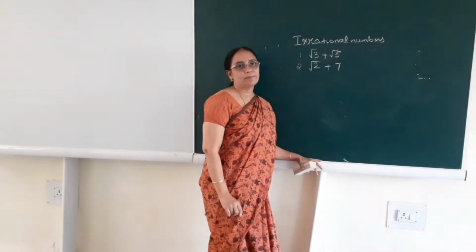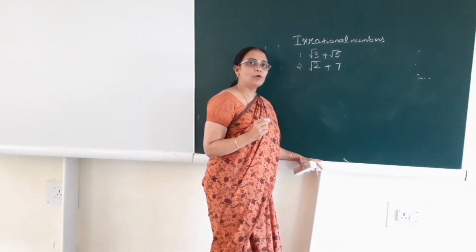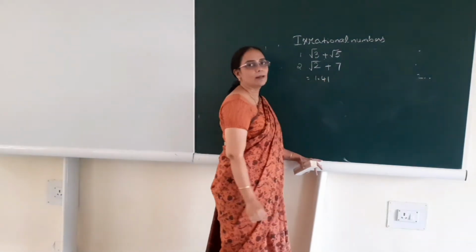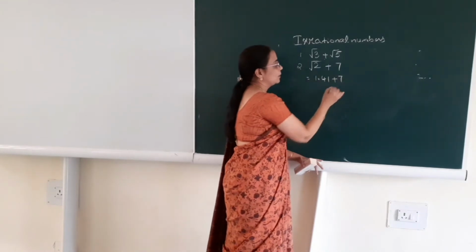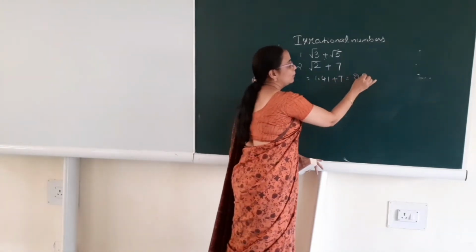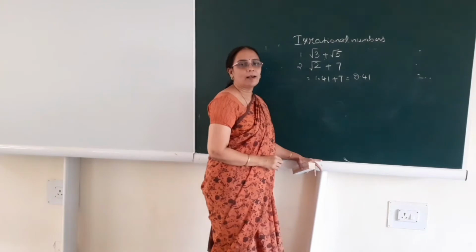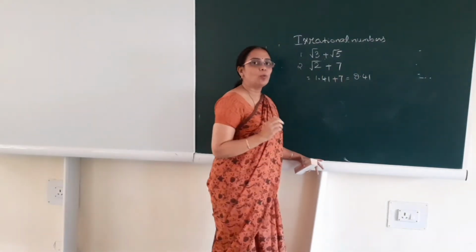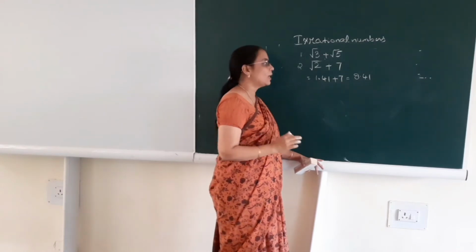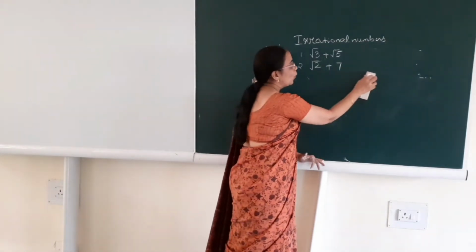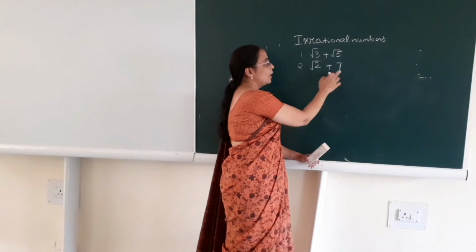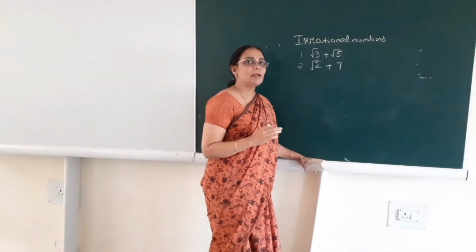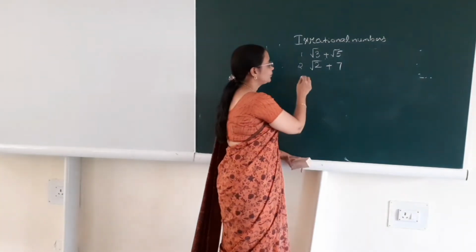Let us take this. We all know that square root of 2 is 1.41, and you added plus 7. It is becoming 8.41. So again, root 2 plus 7 will become an irrational number. One number is rational, and if you are adding one irrational number, it becomes an irrational number.